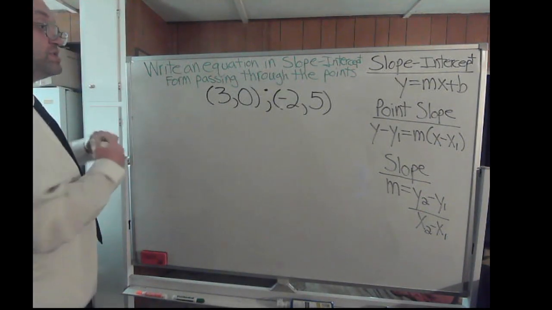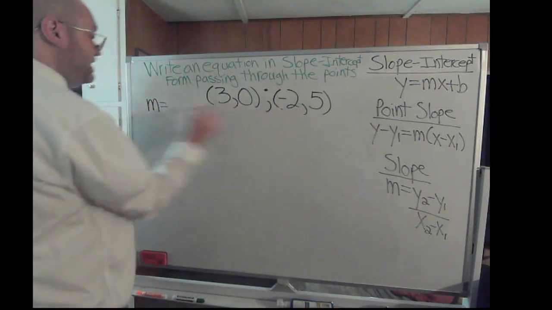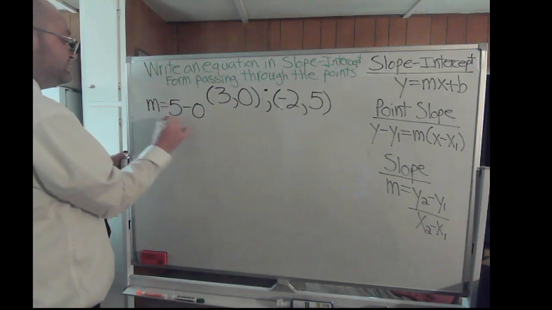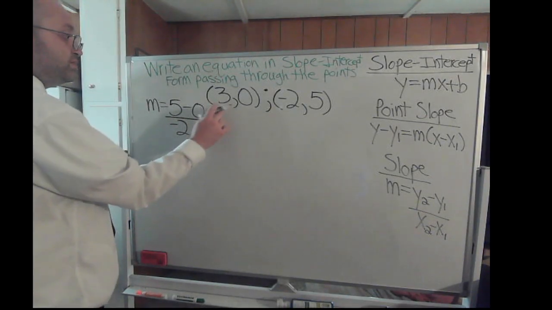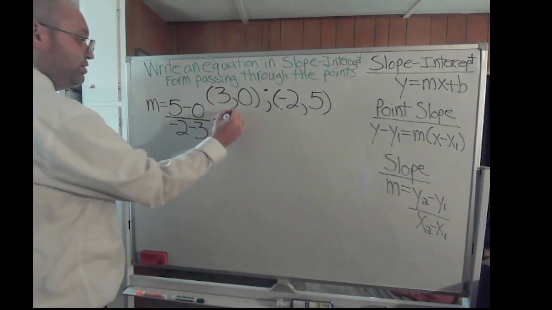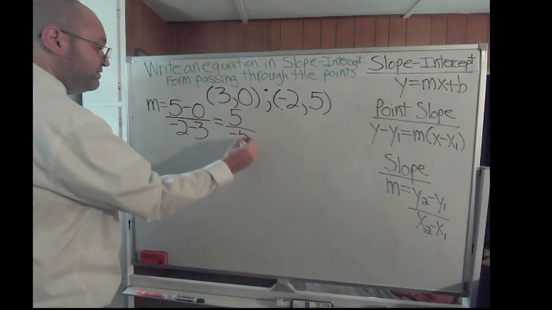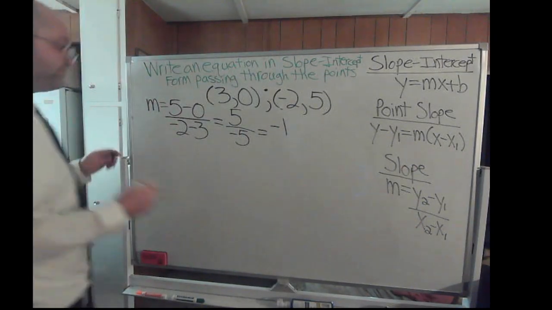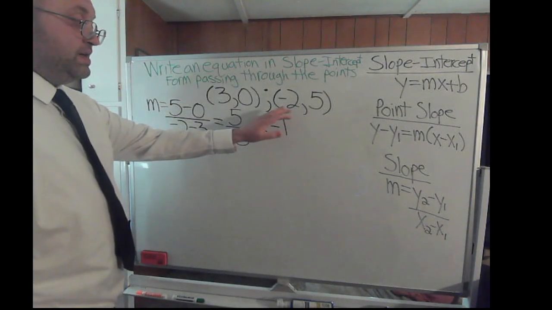Well, first find your slope. Your slope is going to be your second y point of 5 minus your first y point of 0, so 5 minus 0 over your second x point of negative 2 minus your first x point of 3. So in the numerator you have 5 minus 0, that's 5. In the denominator you have negative 2 minus 3, that's negative 5. 5 divided by negative 5 is negative 1. So therefore we have a slope of negative 1 on this line.